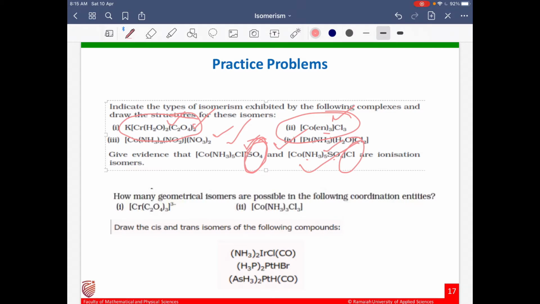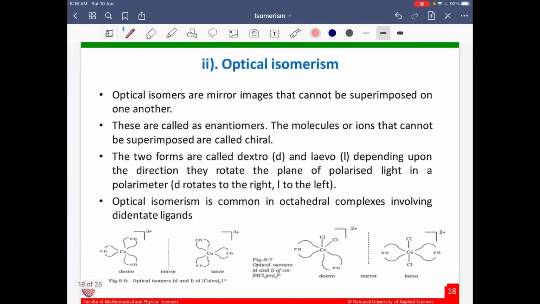Another practice problem: how many geometrical isomers are possible in the following coordination entities? [Cr(C2O4)3]3-, [Co(NH3)3Cl3]. How many geometrical isomers are possible in the following coordination entities? You have to check whether they will show cis and trans isomerism. Draw the cis and trans isomers of the following compounds. Three compounds are given. You should be able to draw the cis and trans isomers of these compounds.